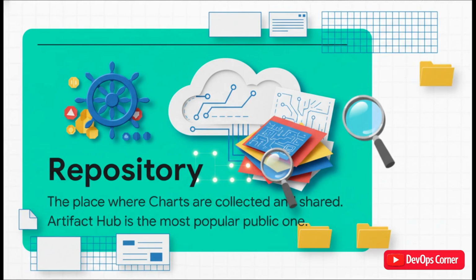Next, you have the repository. This is where you can find and share charts. Think of it like a giant app store, but for Kubernetes packages. The biggest public one out there is Artifact Hub, and you can go there and find ready-to-use charts for thousands of common tools like databases, monitoring systems, you name it.